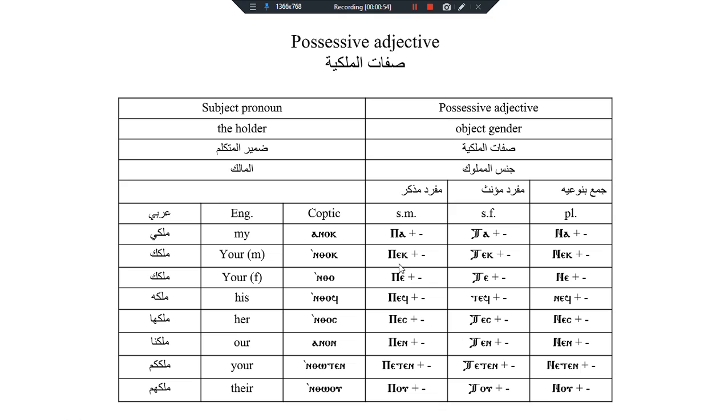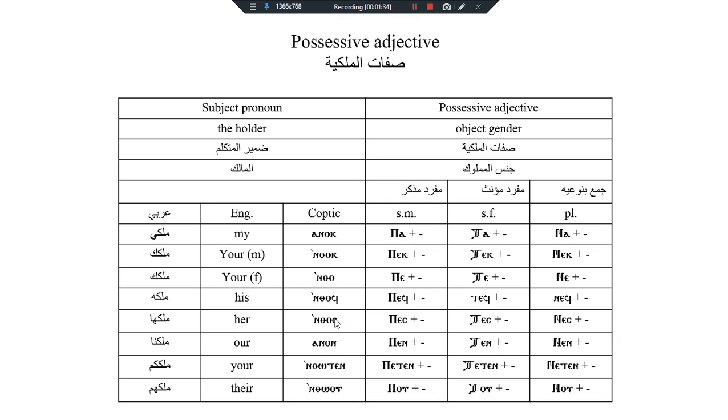We notice that the first part of the possessive is the article which indicates masculine or feminine. So we use pe for masculine, te for feminine, and ne for plural. Then we have the ek, which indicates you, the person we talk to, as a second element in the structure. So we say pik, tik, nik. When it has to do with your for feminine, we say pe, te, ne. When it has to do with his, we say pif, tif, nif.